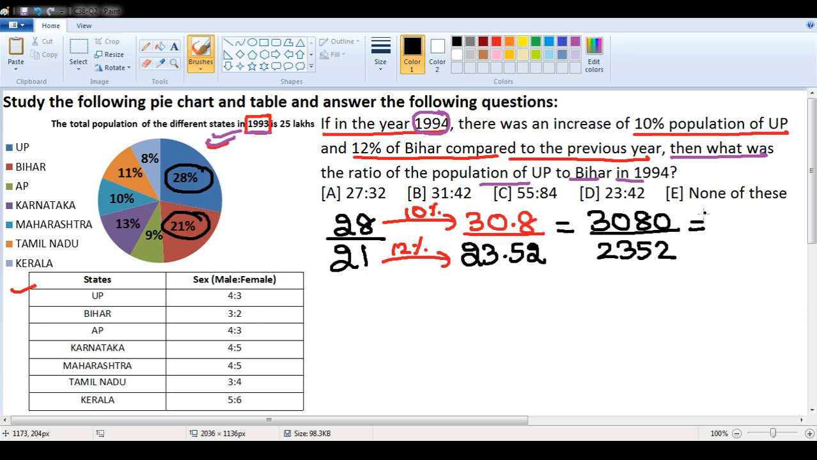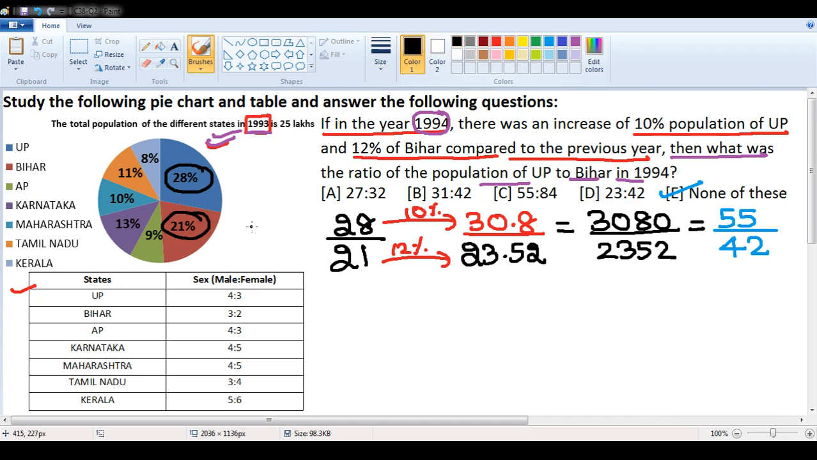2352 divided by 4, both ways, because both will go in 4, or you can check with 8 and other things. Finally you will arrive at the answer 55 divided by 42. The ratio for this question is 55 divided by 42, which is none of these, right? Now listen to this carefully, sir.